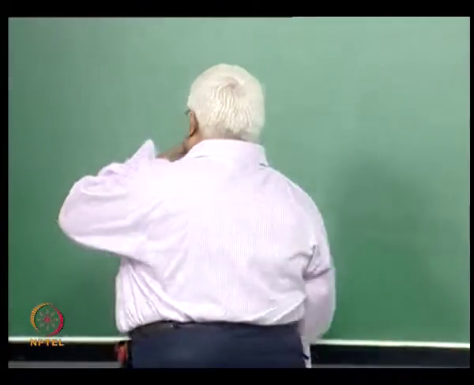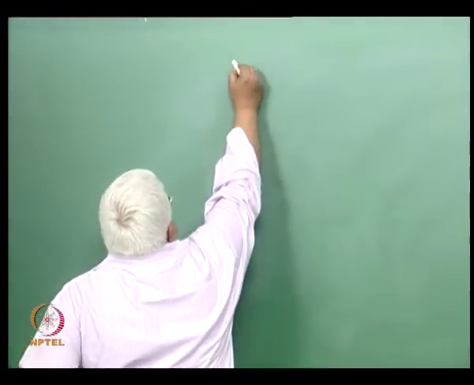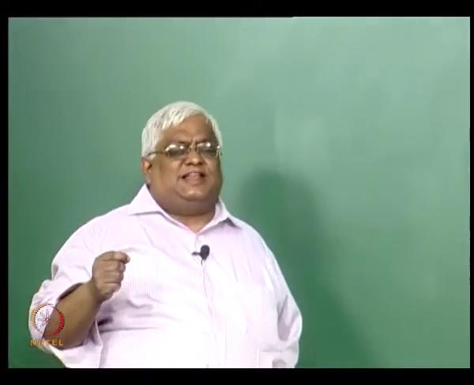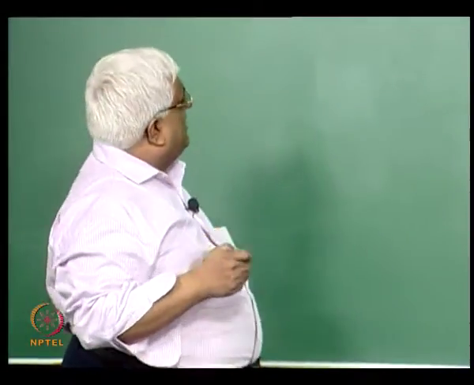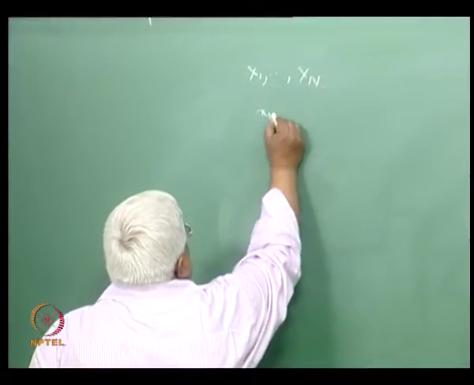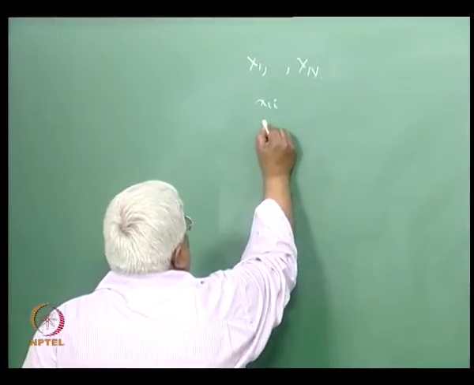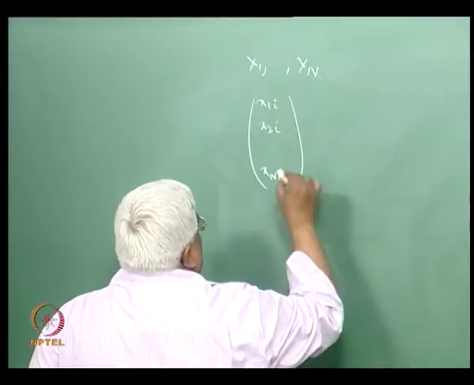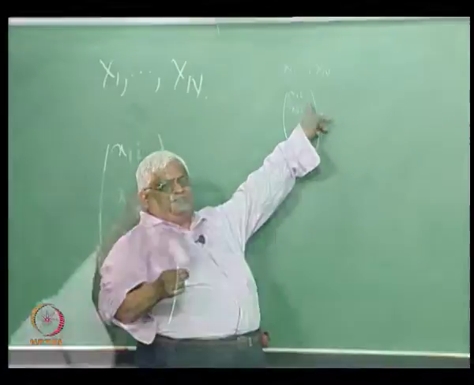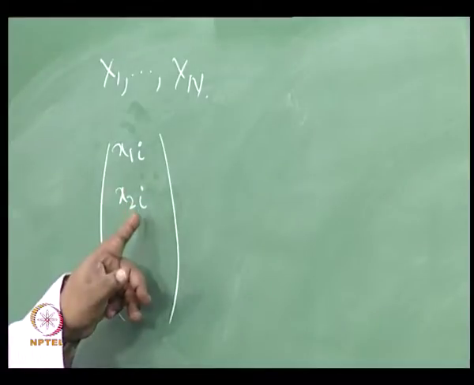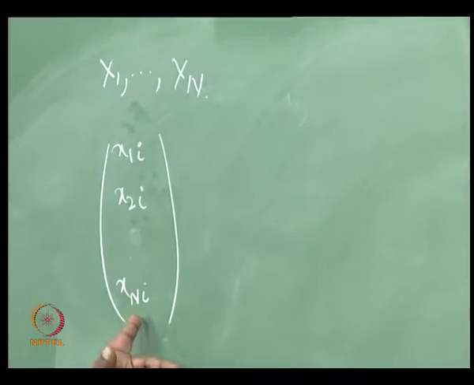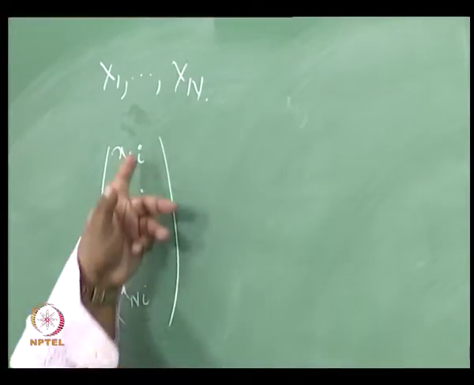So, again, there are x 1 to x n, you have totally capital N number of features, and so your feature vector, if I write the feature vector for the ith observation, then for the ith observation the value of the first feature is x 1 i, the value of the second feature is x 2 i, the value of the nth feature is x n i. So, your feature vector will be in capital N dimensions.